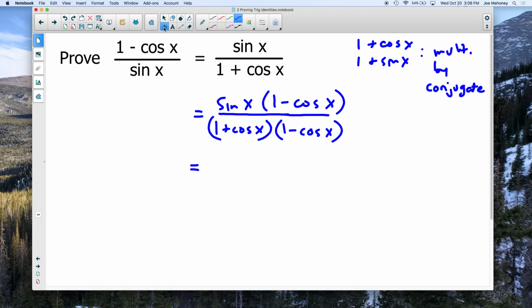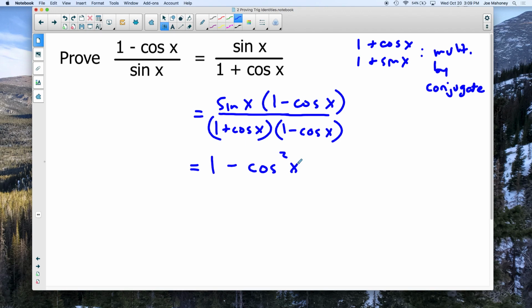If you're going to do your distributive property, 1 times 1 is 1. When you multiply the outside terms, you get a negative cosine x. When you multiply the inside terms, you get a positive cosine x. When you combine those, they cancel. So now you're left with a positive cos x times a negative cos x, which is 1 minus cosine squared x. And that's pretty cool.